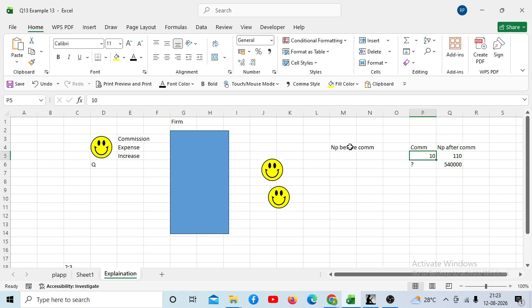So I am assuming that net profit after commission is 100. Commission is 10, so net profit before commission will be 110. So whatever figure we are having, it is before commission. So this 5,40,000, if I put it here and do the cross multiplication, how will you calculate commission? 5,40,000 into 10 divided by 110. Clear?